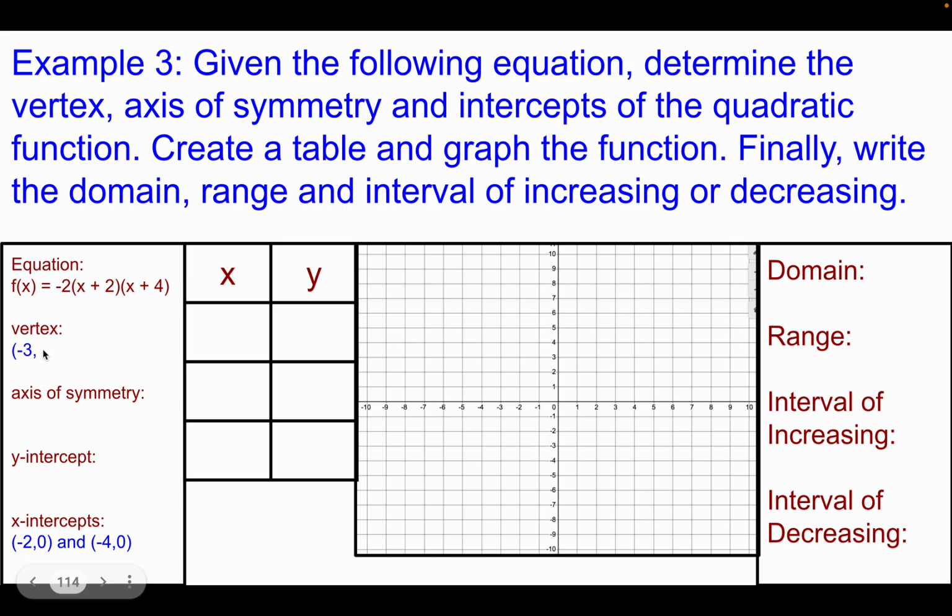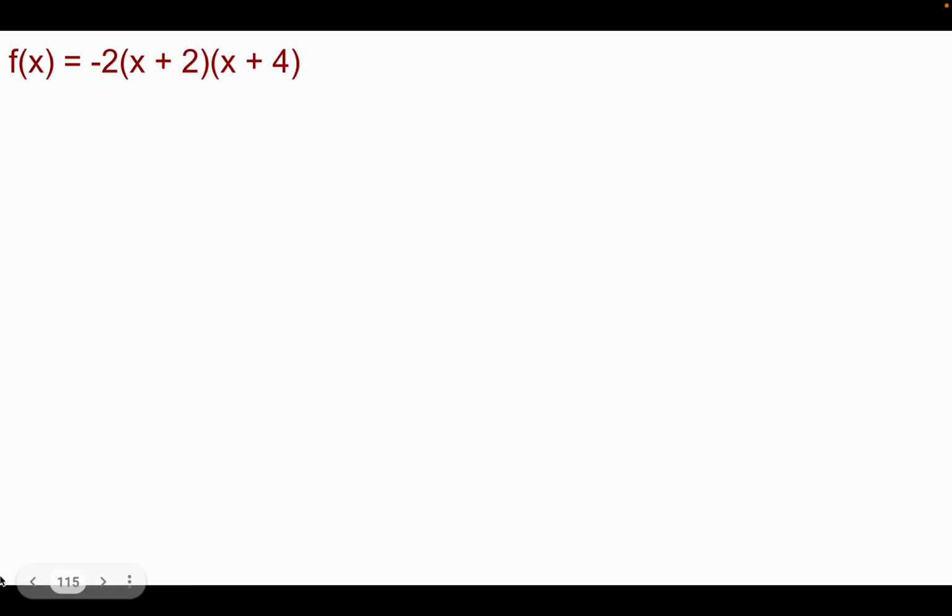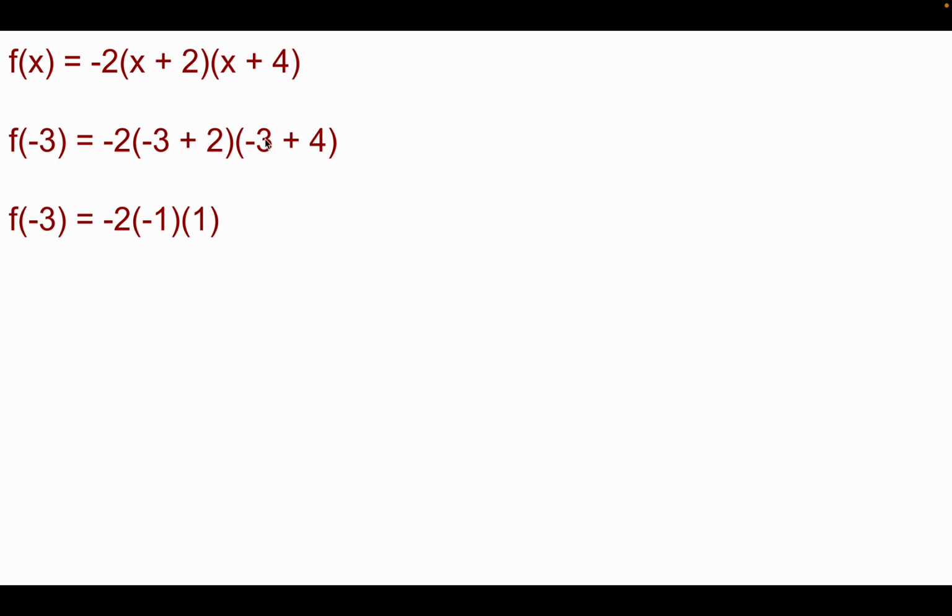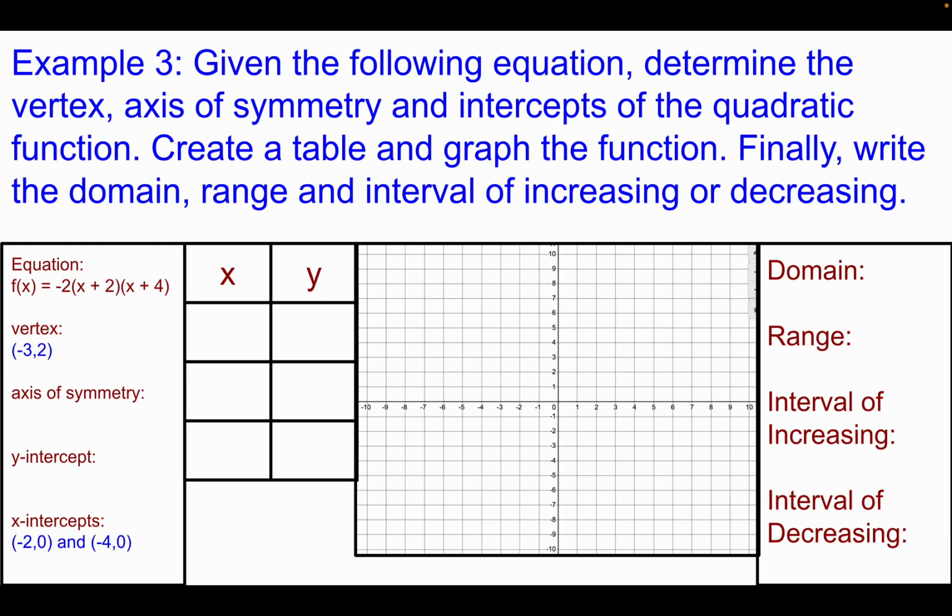That's the h value. How do we find the k value? Well, we're going to take our equation, and we're just going to plug in negative 3 for x, the h value, or the x coordinate of the vertex. So wherever there's an x, I'm putting in negative 3. Negative 3 plus 2 is negative 1. Negative 3 plus 4 is positive 1. So I'm getting negative 2 times negative 1 times 1, which is really just going to be 2. So my vertex is at negative 3, 2.